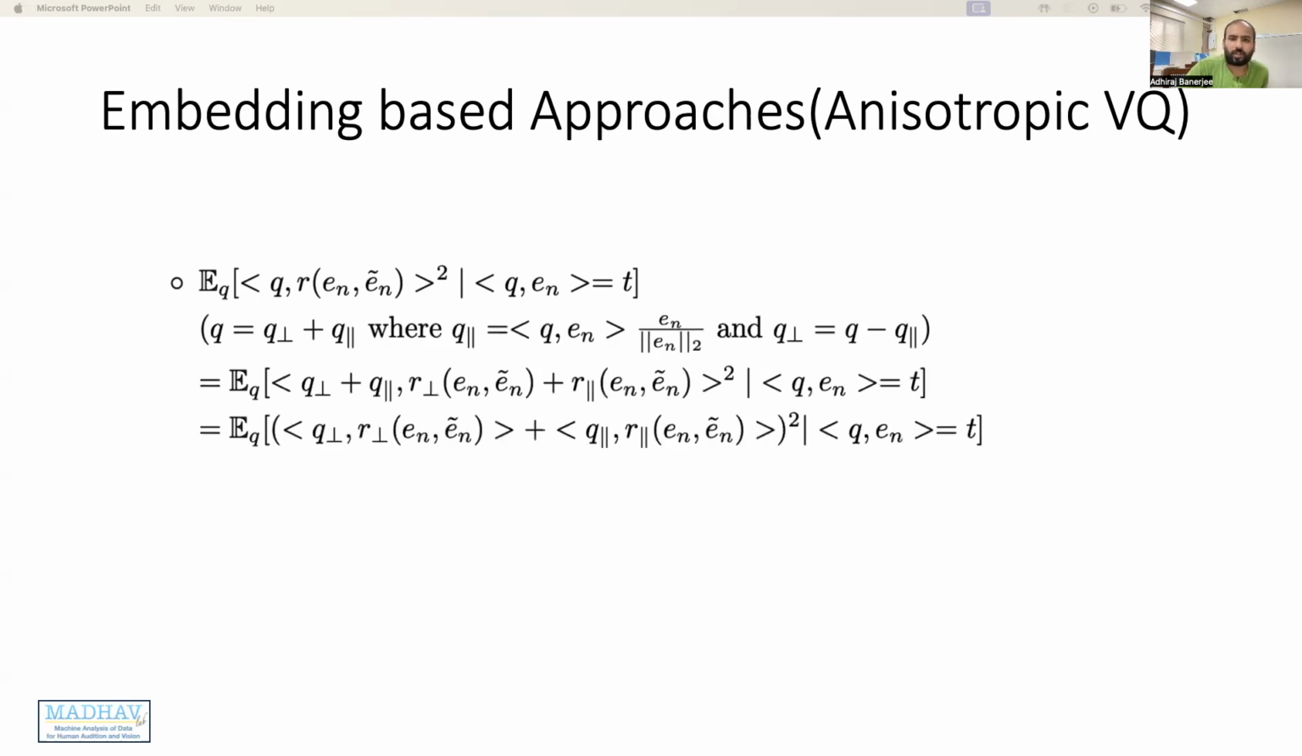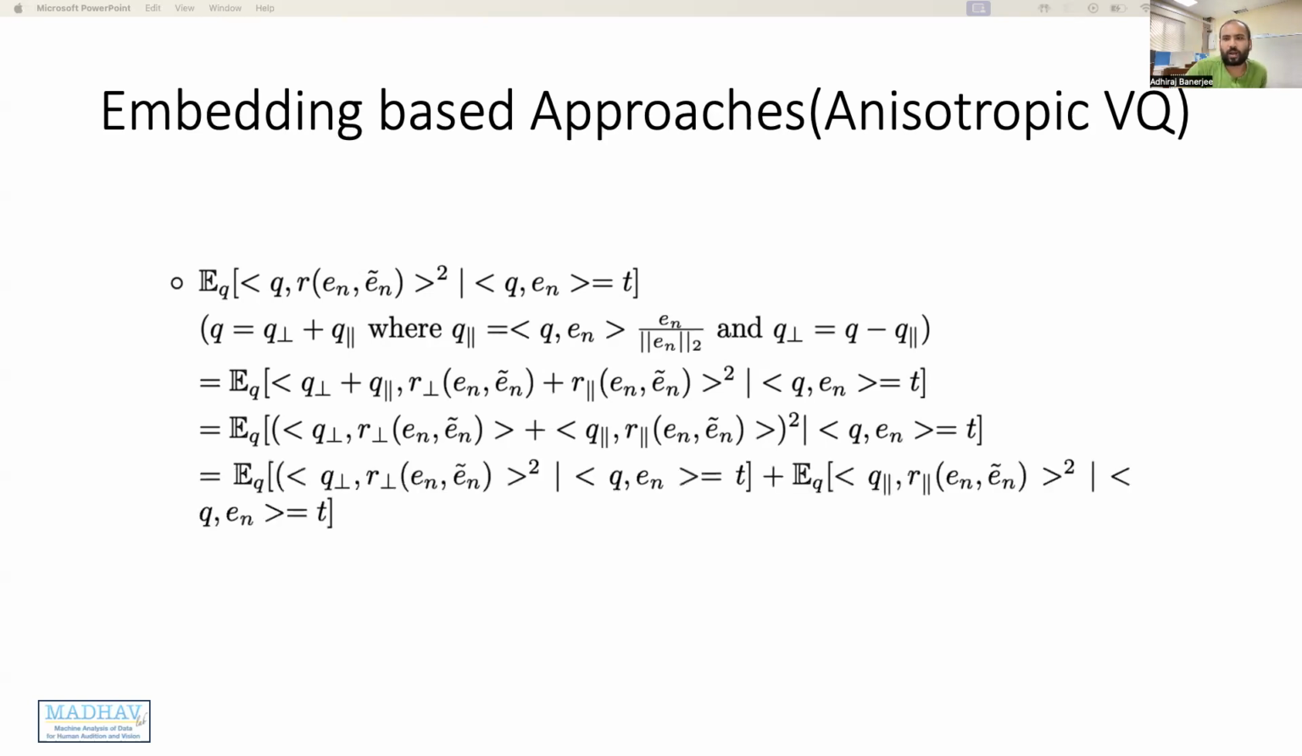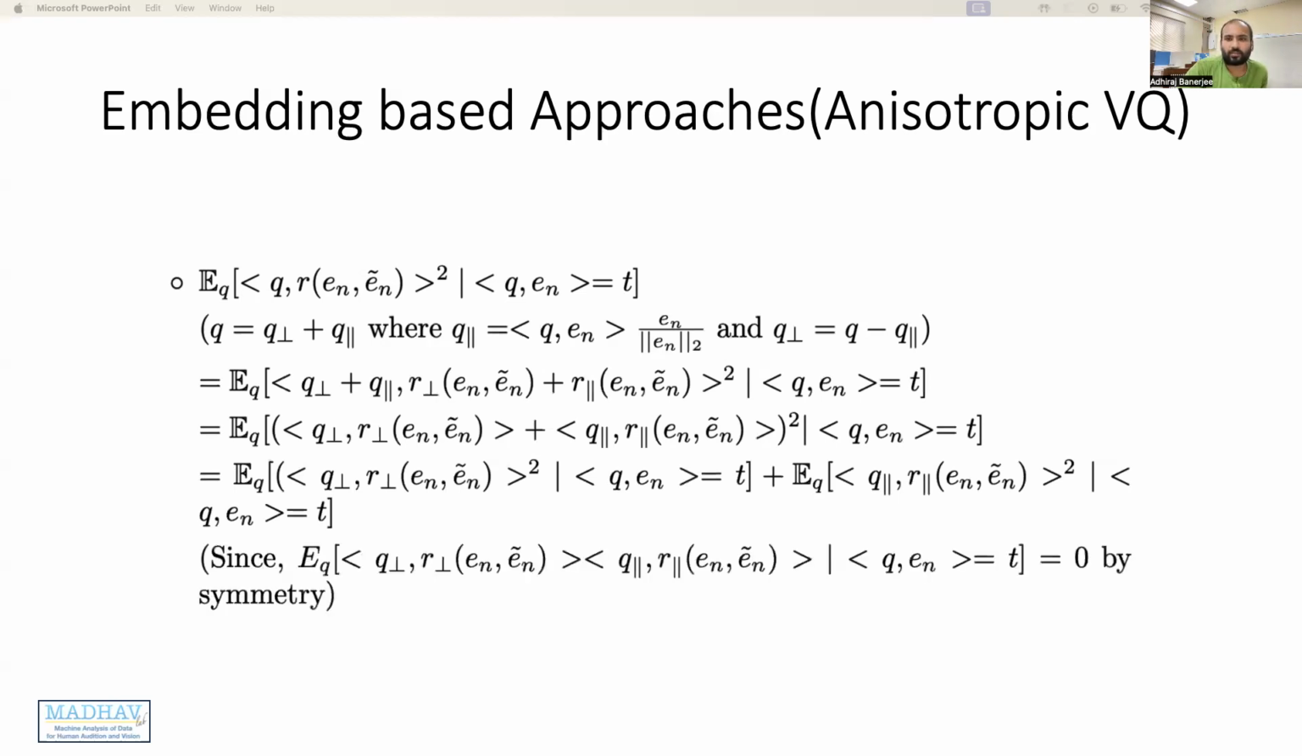Using the properties of inner products, we can break up the inner product into the sum of the inner product of the components of query and residual parallel to the embedding EN, and the inner product of the components of query and residual perpendicular to the embedding EN. Now we can open the squares and distribute the expectation over each component. Since the parallel component of query decreases with increase in the perpendicular component and vice versa, the expectation of the product term in the square is 0 due to symmetry.